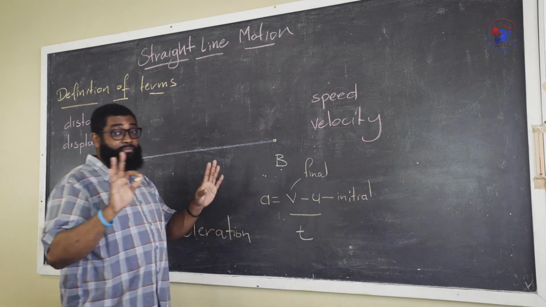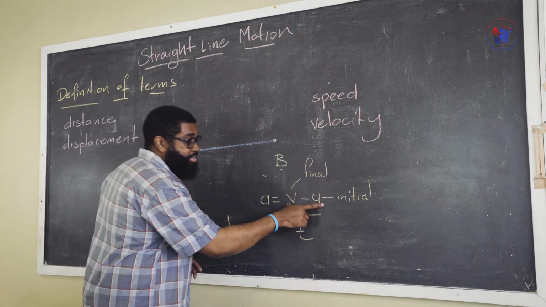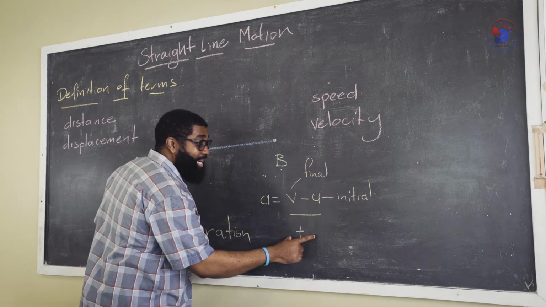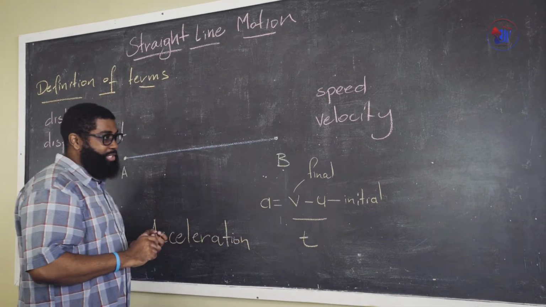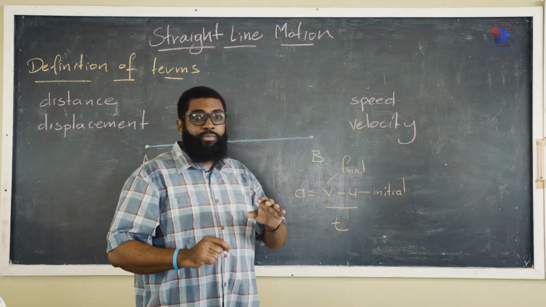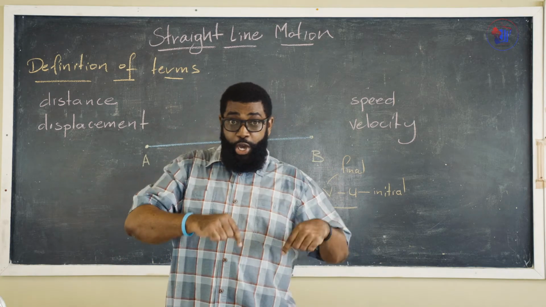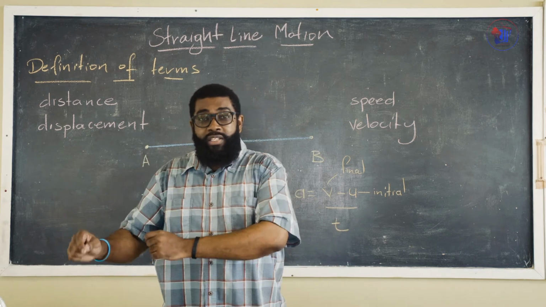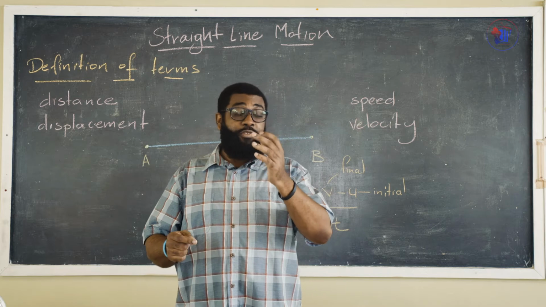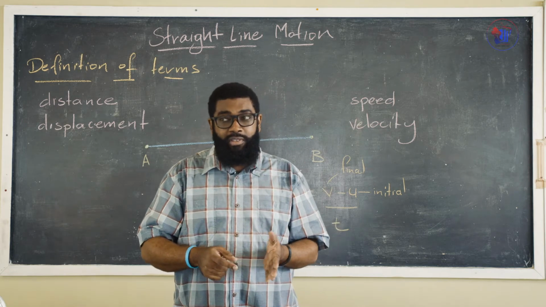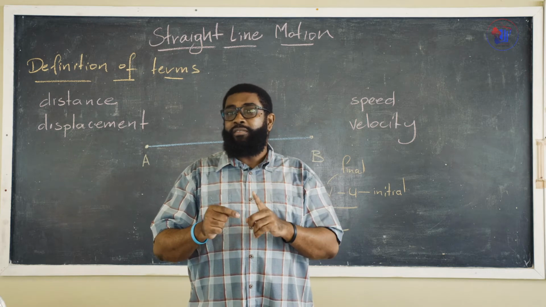And t, big guess, is the time taken for this change to occur. So this is your change in velocity. This is the time taken for that change to occur. And this is your acceleration. So, simply put, if you're moving faster now than you were 1 second ago, you have accelerated. If you're moving slower now than you were moving 1 second ago, you did accelerate as well.